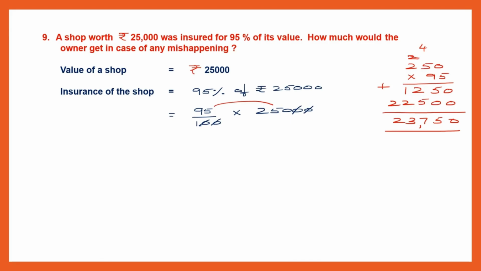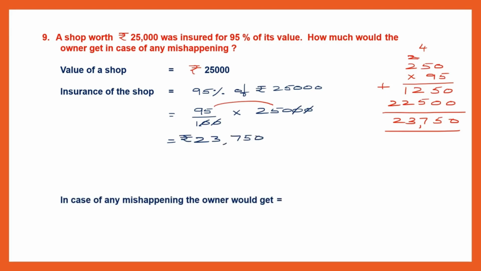23,750. So this is the insurance of the shop. That is 23,750 rupees. Now that means in case of any mishap, the owner will get so much money. How much is that? He will get 23,750 rupees. The insurance company will pay him so much. The value of a shop is 25,000, but it's insured only for 95%. So this is the amount that he will get.